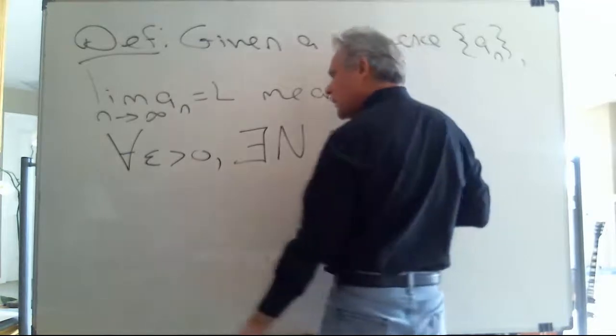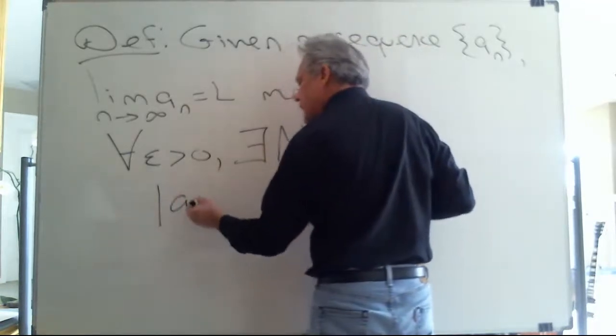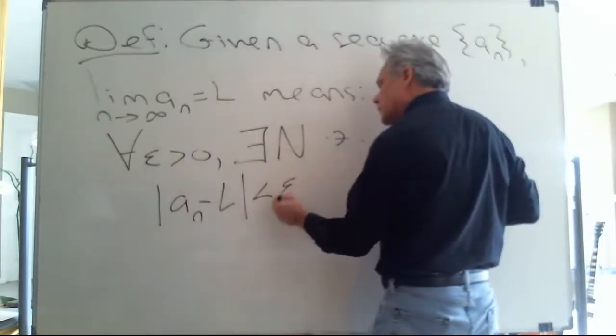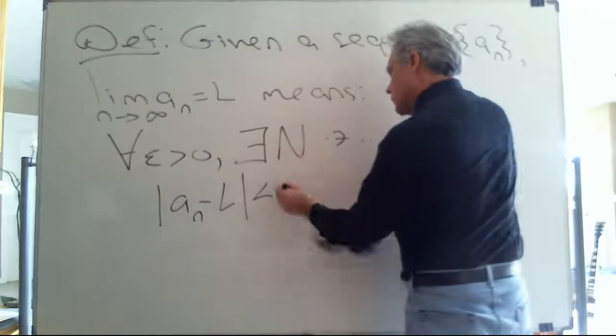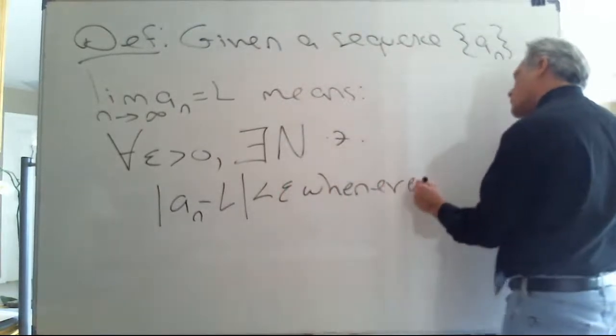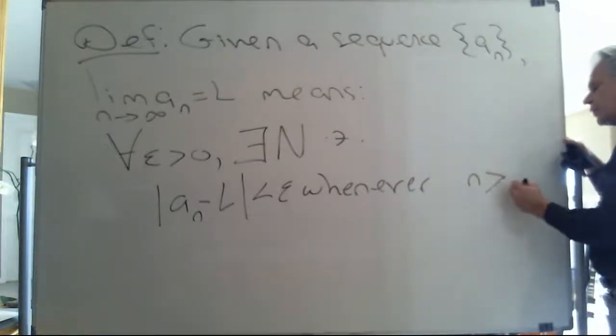First way around, such that in absolute value, the deviation between my nth term and my limiting value is no more than epsilon units whenever I choose lowercase n sufficiently large.